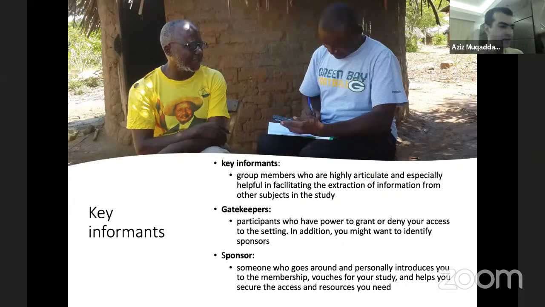If you're interviewing someone, they don't need to take you places. But in ethnographic research, the idea of finding key informants, gatekeepers, and sponsors, who by the way could be the exact same person. So one person could play those three roles, or they could be different people.